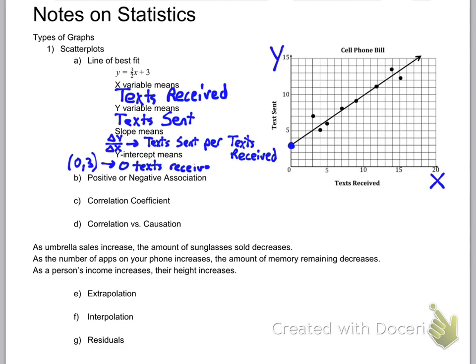And then if we look at the y-intercept, that is that point right there. It's (0, 3). That means, according to the model, when 0 texts are received, there are 3 texts sent.